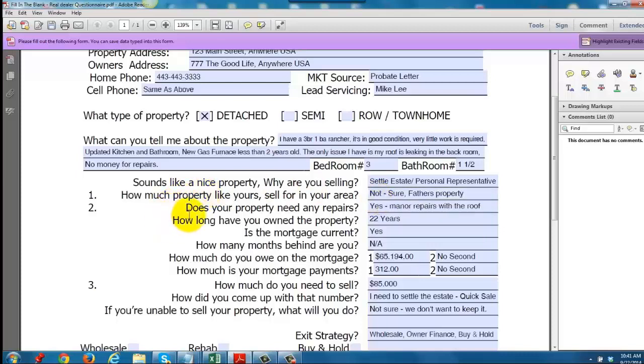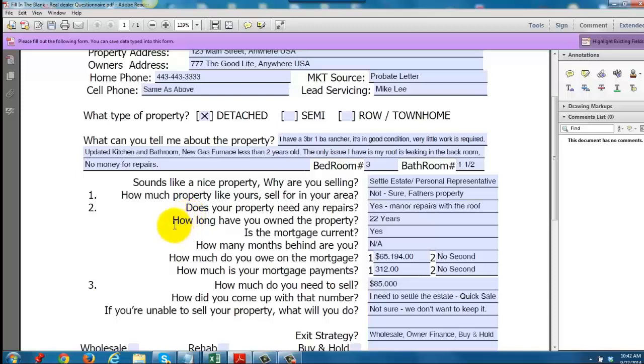Does your property need any repairs? Self-explanatory. Once again, I'm going into the actual repairs that are needed. I'll ask about when was the last time the kitchen was updated, bathrooms, and so on, so I can get a sense of the repairs, and I'm going to get a sense of what my offer is going to be with that seller.